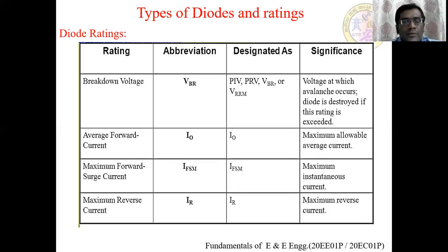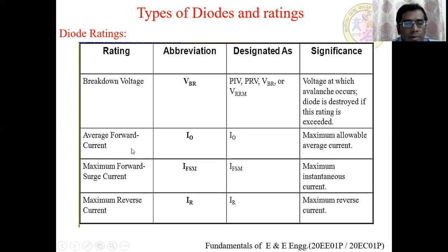What are the diode ratings? Breakdown voltage: it has PIV, we call it peak inverse voltage or PRV, the voltage at which the avalanche occurs. The diode is destroyed if this rating is exceeded. That is, the diode has a voltage limit, and once it crosses the voltage limit, the breakdown voltage, it destroys the diode.